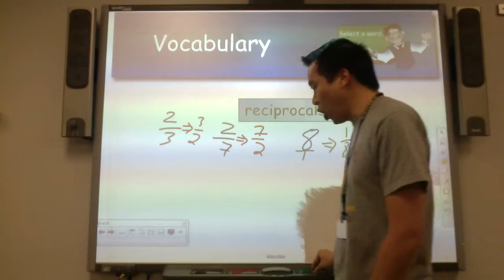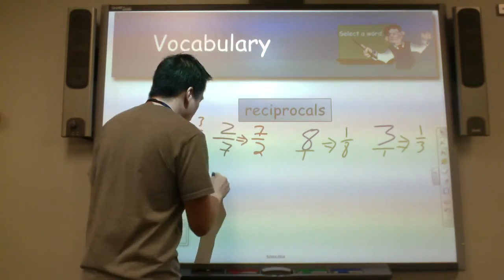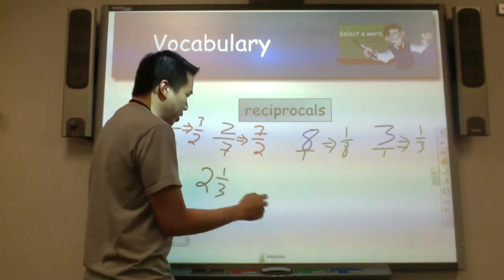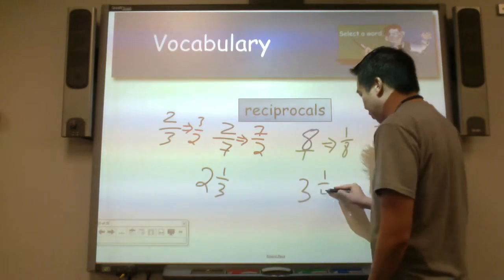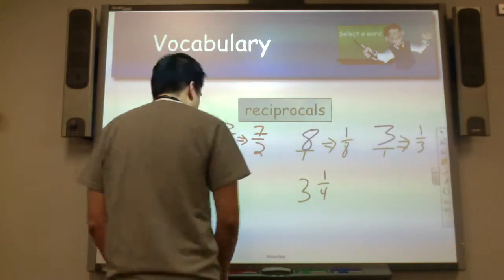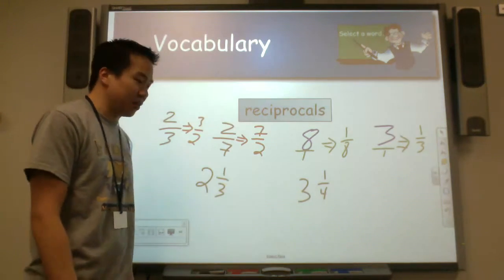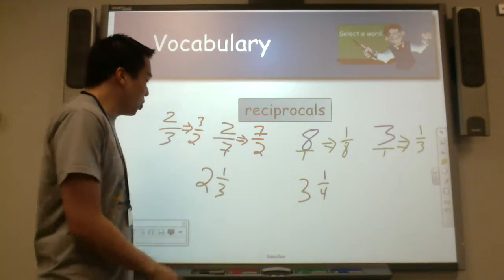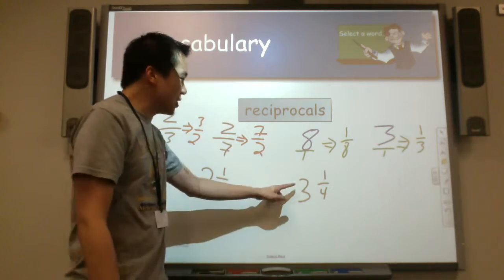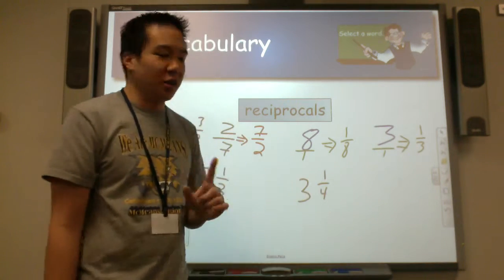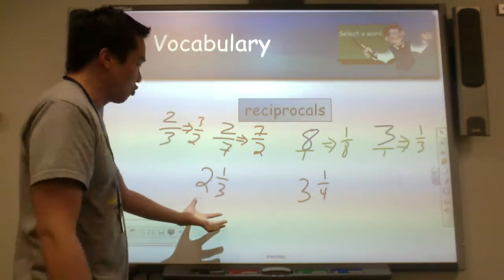Let's make it a tad bit harder. What if you had 2 and 1/3 and 3 and 1/4? What is the reciprocal of these two mixed numbers? A lot of kids would like to do this. Oh, it's 2 and 3/1. No. Oh, this is 3 and 4/1. No. You've got to turn these into fractions first of all.